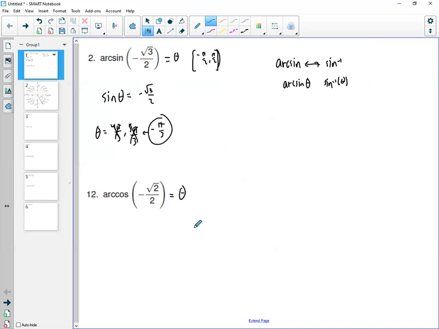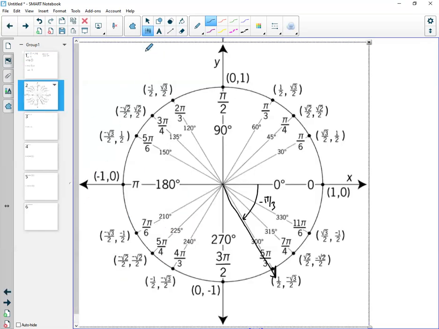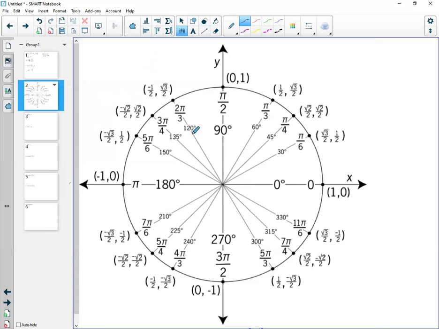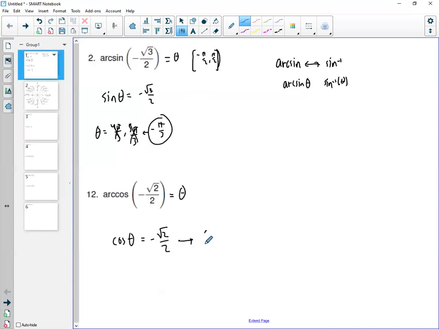Rewrite. We'll do it again here. Rewrite. Again, this is the inverse cosine. It means cosine theta is negative root 2 over 2. Go to the unit circle, and we see cosine is the x coordinate. So there's one there and there's one here. So I got 3 pi over 4 and 5 pi over 4. The rule for the range of the inverse cosine is 0 is less than theta is less than pi. So I can't use this one, but I can use this one. So this is the answer.